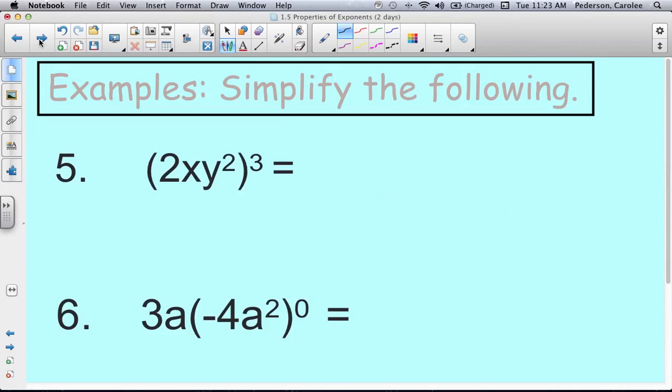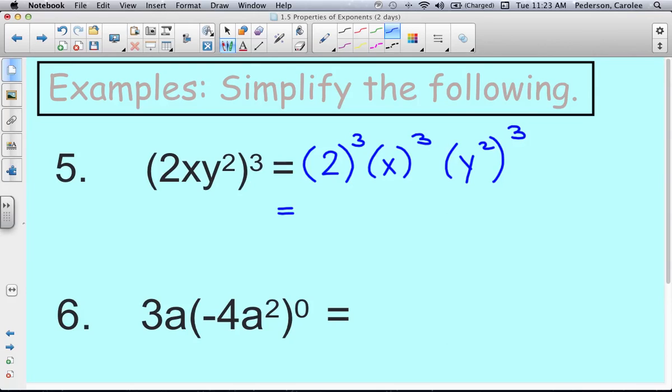Next example. Another power to the power, 2xy squared, all raised to the third power. We can distribute 2 raised to the third, x raised to the third, and then y squared raised to the third. And then remember, 2 times 2 times 2 equals 8. And then x times x times x is x to the third.